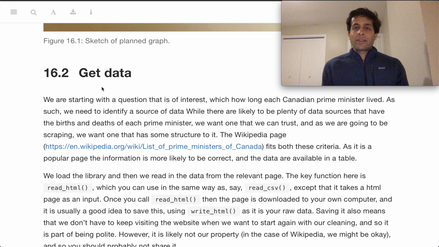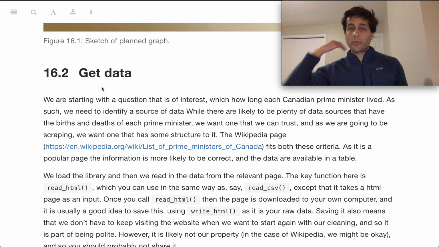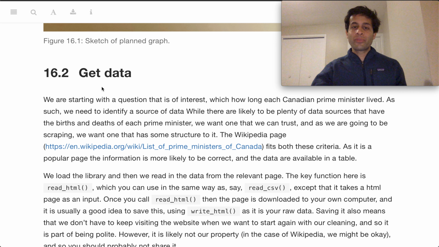So we're hoping that we have a data set that has some sort of structure to it, because when we're scraping websites, we're going to exploit that structure. And we're hoping that we have a data set that is trustworthy, because we would like for our story to be somewhat factual. Now in our case, the Wikipedia page of the list of Prime Ministers of Canada, I think probably fits both of those criteria.